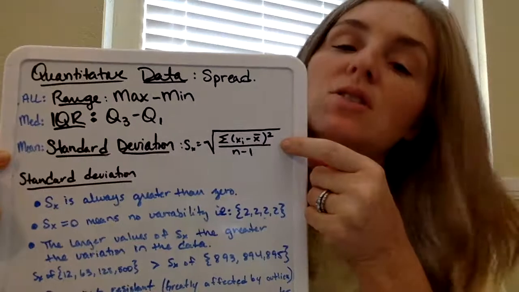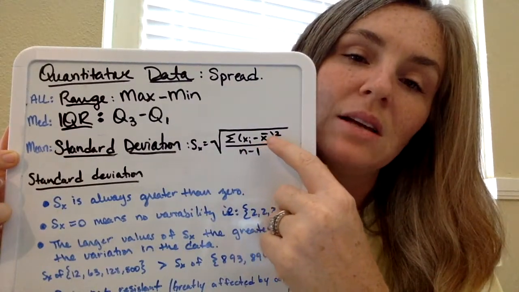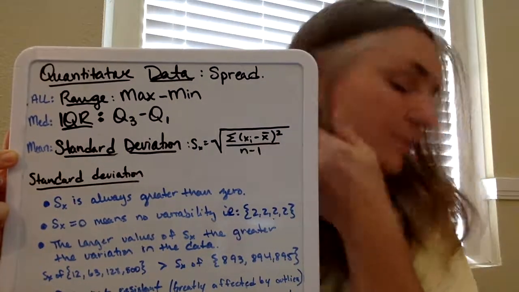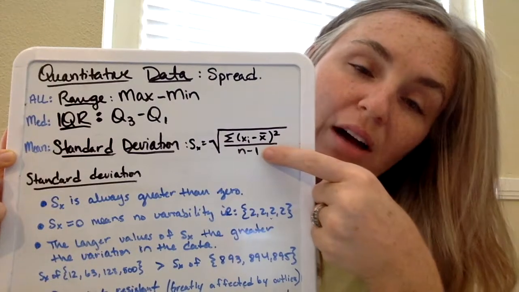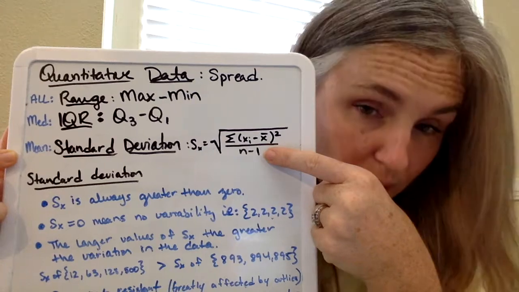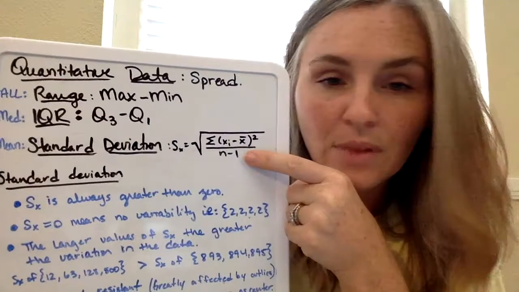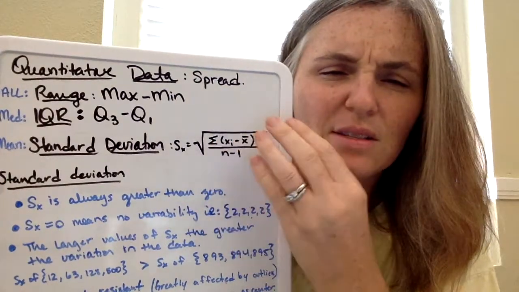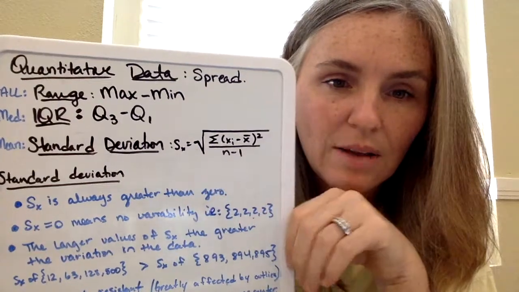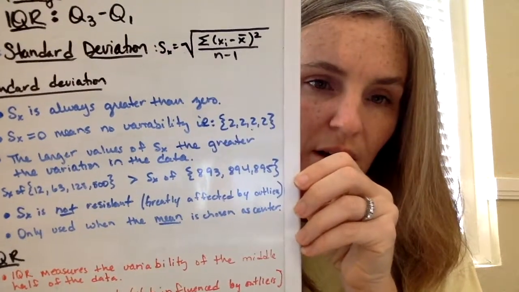Remember, standard deviation is the tricky one to find. You take every data value, subtract the mean, square it, divide it by the number of terms in the data set minus 1, and then take the square root of it. Remember, if I don't take the square root, that's called variance. If I take the square root of that, that's called standard deviation. A few things that we need to know about standard deviation. It's always positive.